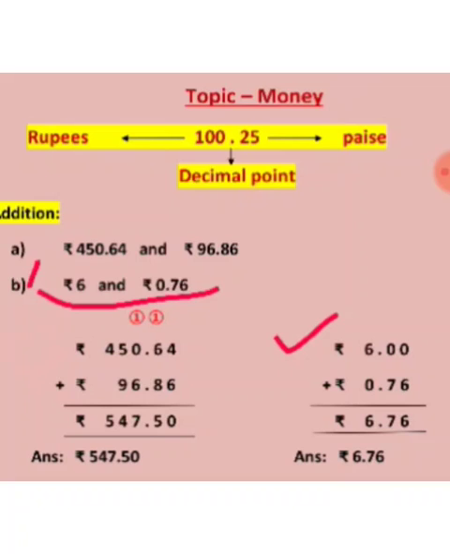So I write it like this, 6.00. Now here the second number was rupees 0.76. That means 76 paise. So accordingly you will write rupees 0.76, and this is a very easy addition, and finally we got the answer rupees 6.76. Okay. Now come to the next part of today's worksheet.